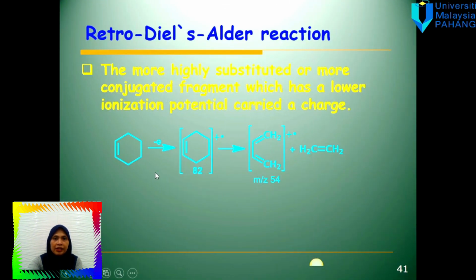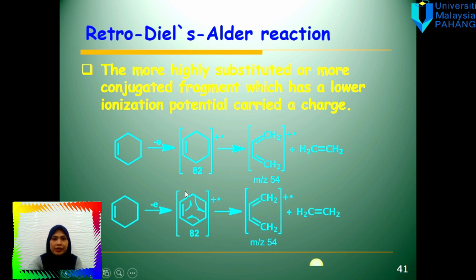The retro-Diels-Alder reaction only happens for cyclohexene, where this pi bond will be transferred. We form 3 different pi bonds, and then this part will break. So we can see when the electron transfers here, this electron will be transferred here, and this bond will be transferred here. Now the bond between here will break, and this will form this stable diene compound with a neutral compound. This is only for cyclohexene.